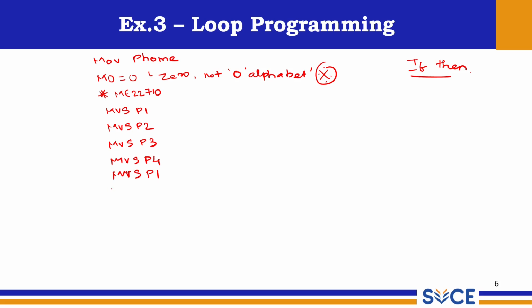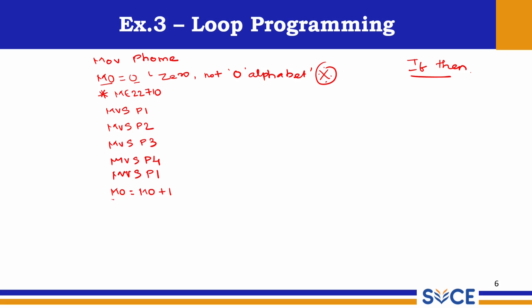Once it is over, once we have completed the cycle, we increment the counter: M0 is equal to whatever value M0 had earlier, plus 1. Clear? Students, initially we started with M0 equal to 0, which was the declaration we did. Now one cycle is over, once the program has been executed.